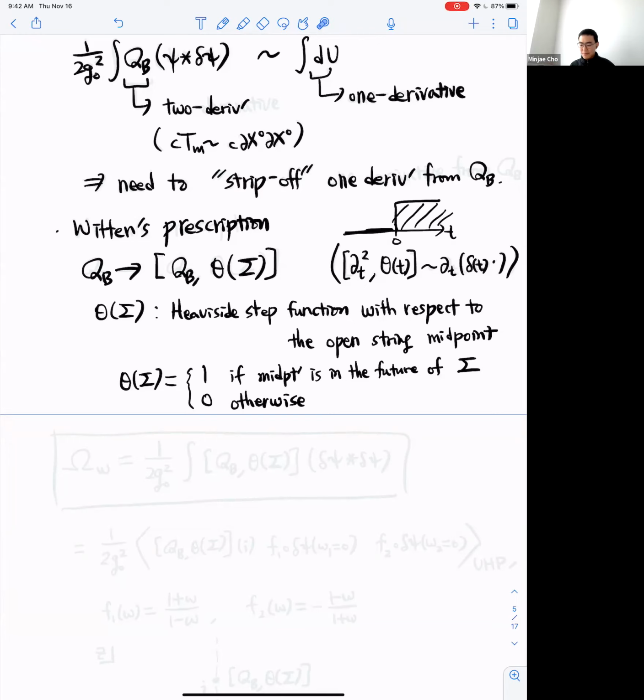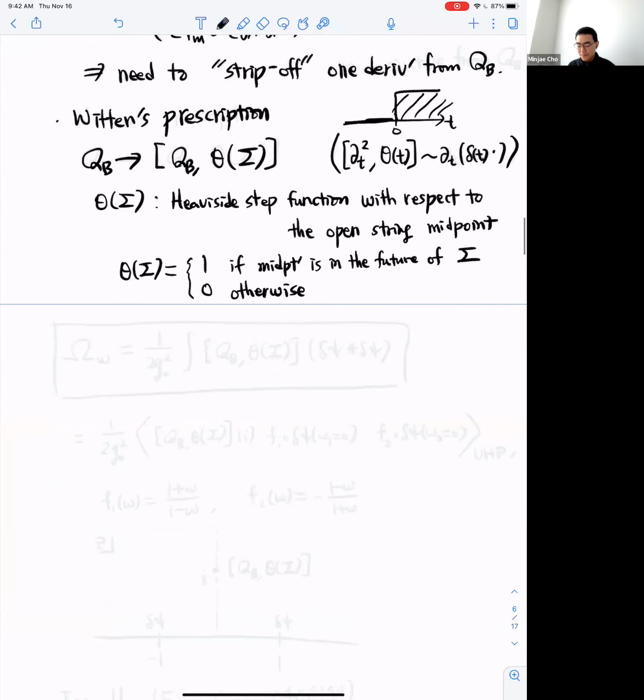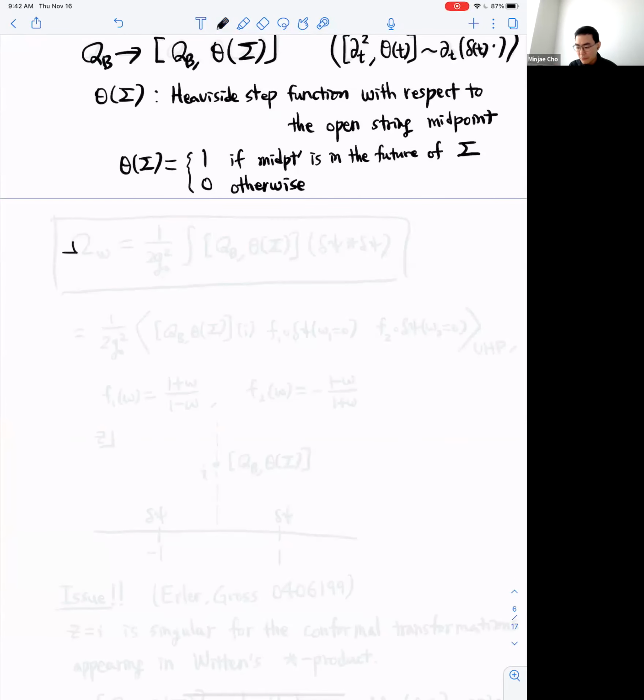Good. So let me finally write down the symplectic form. So this is what Witten wrote down.